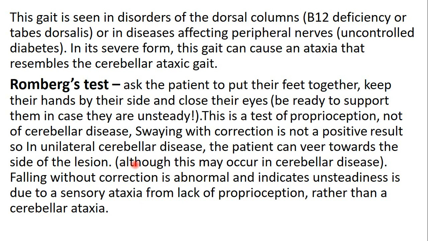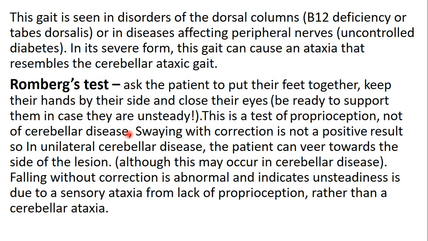Of course, with cerebellar ataxia causing severe ataxic gait, here we do the Romberg test. The Romberg test is positive by asking the patient to put their feet together, standing at attention, keep their hands by their side and close their eyes. When he closes his eyes, he will sway and fall. Be ready to support them in case they are unsteady. This is a test of proprioception, not of cerebellar disease. Swaying with a correction is not a positive result.